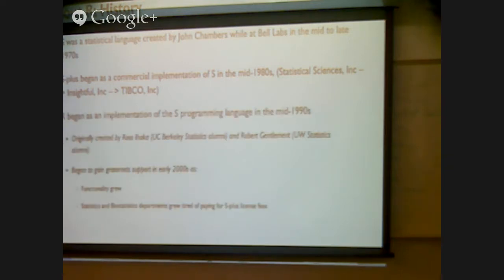So in the mid-1980s, a group called Statistical Sciences formed, and off they went and tried to license and sell S+, and they did so for a long time. You can see that it's changed hands over the years, most recently to TIBCO. In the mid-90s, R began as an implementation of the S programming language by two guys, Ross Ihaka and Rob Gentleman, who was here until recently at the Hutch.